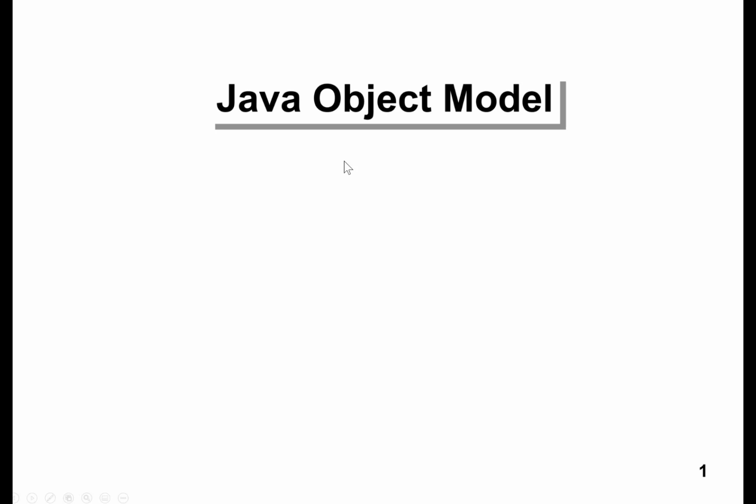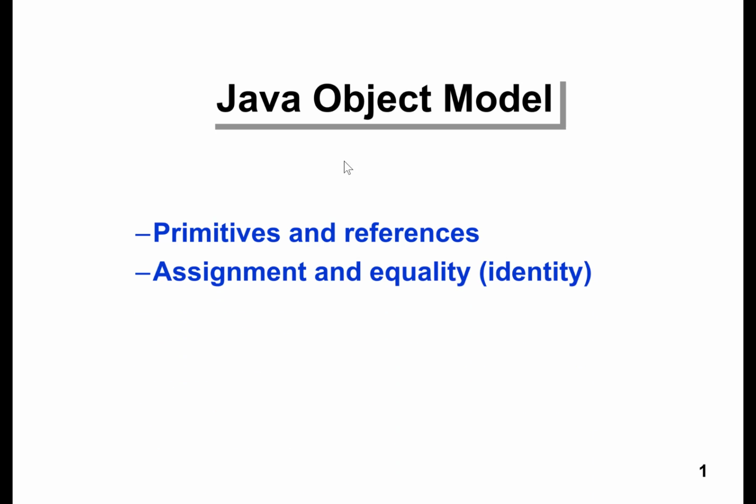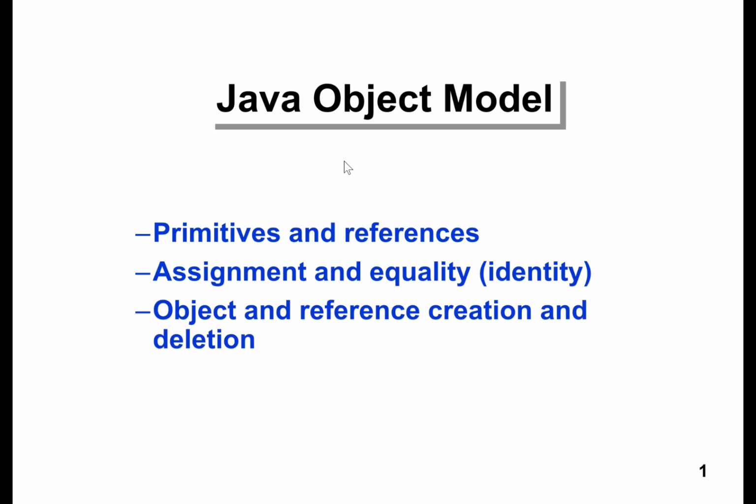In this video, we're going to talk about the Java object model. We'll talk about primitives and references, assignment and equality, and object reference creation and deletion.